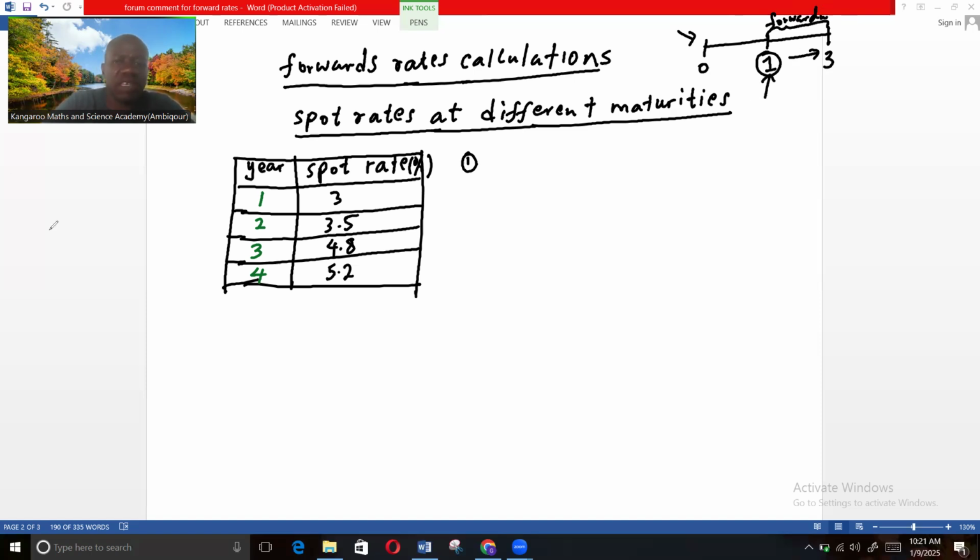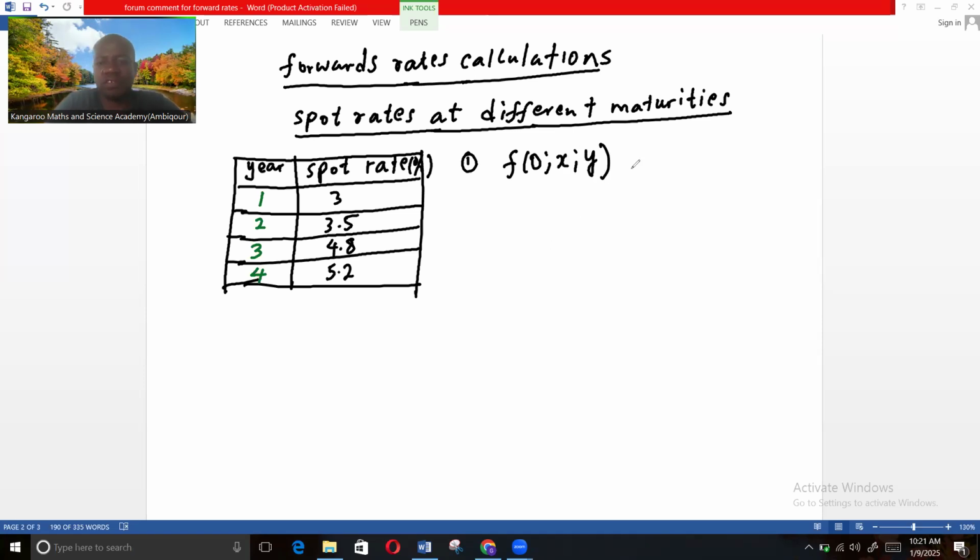Let me explain it by looking at the notation. Let's say we have f of naught, x and y. Let me explain what this means. Because now we're using x and y, let me change the variables and use s and t. It's just an example.